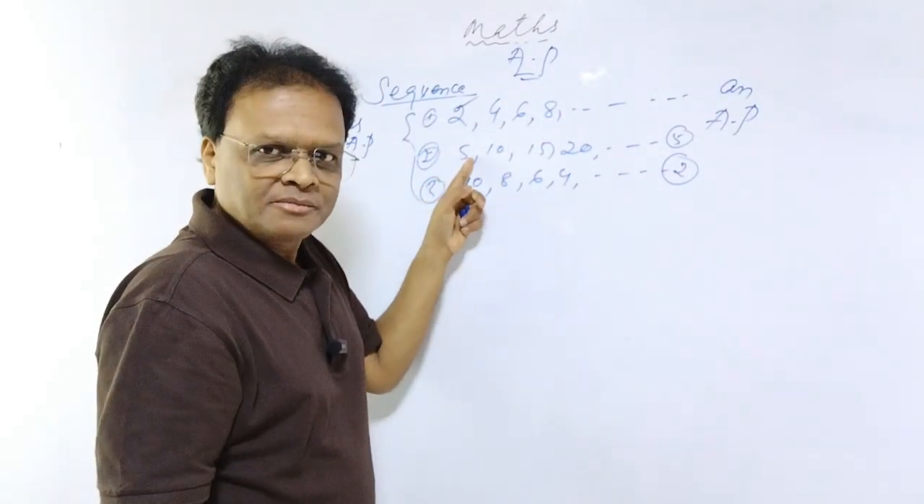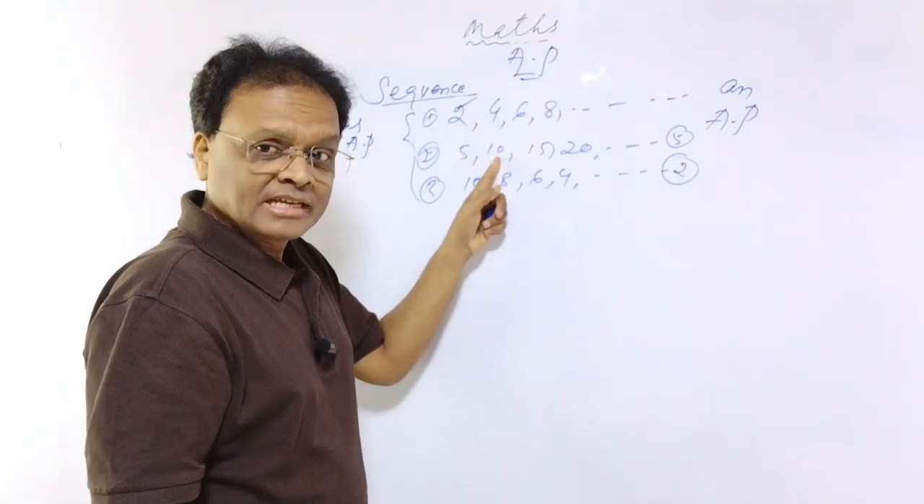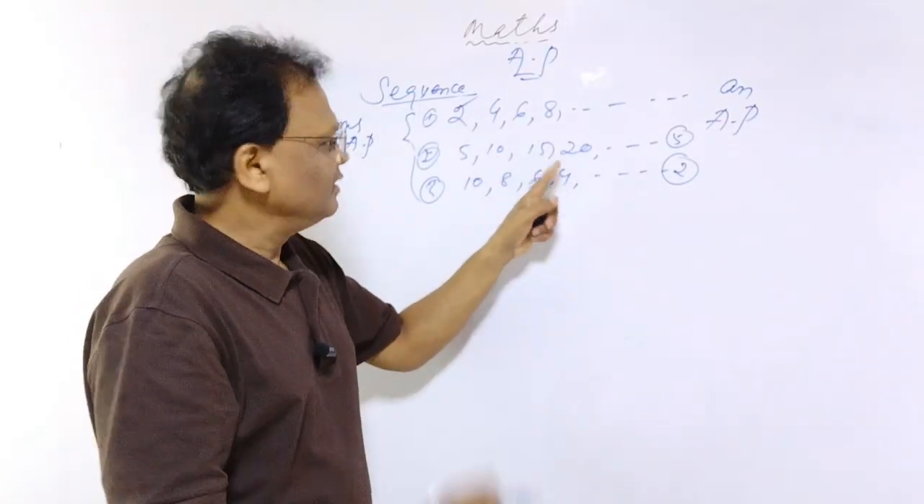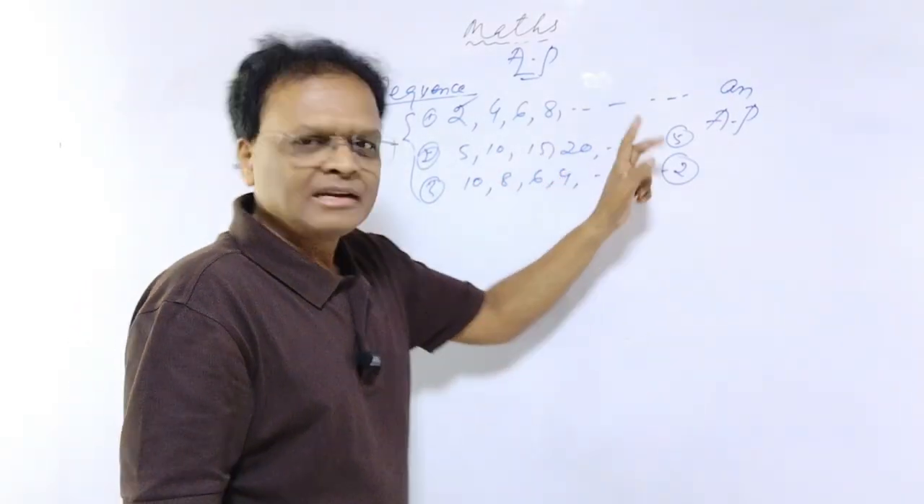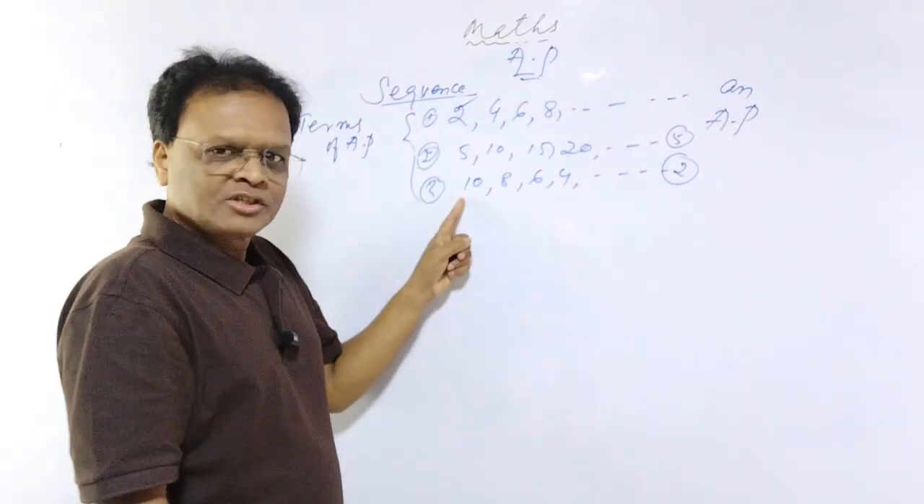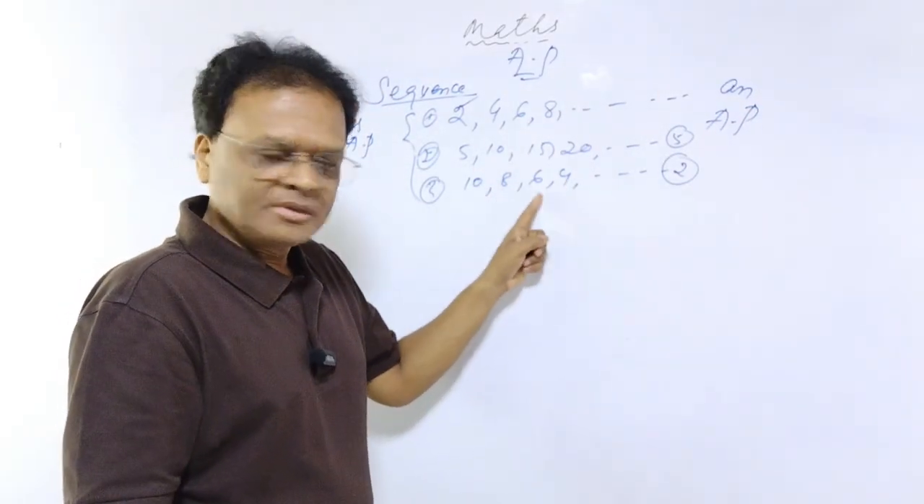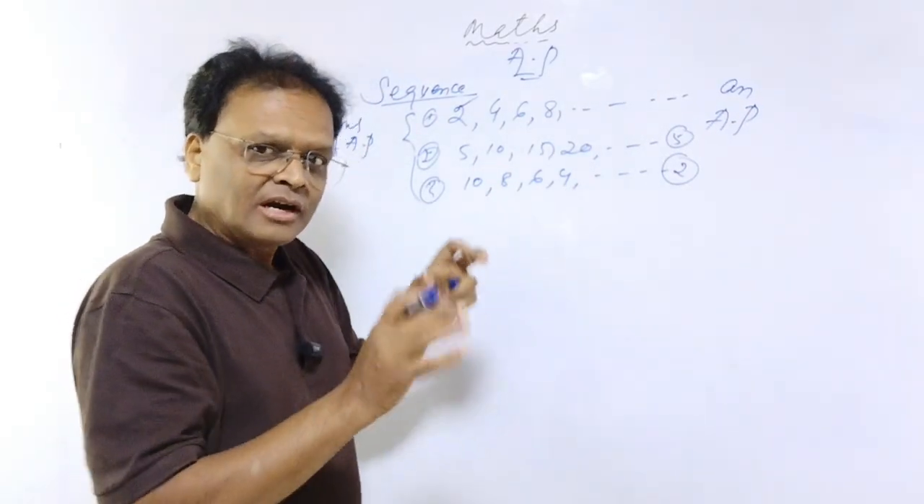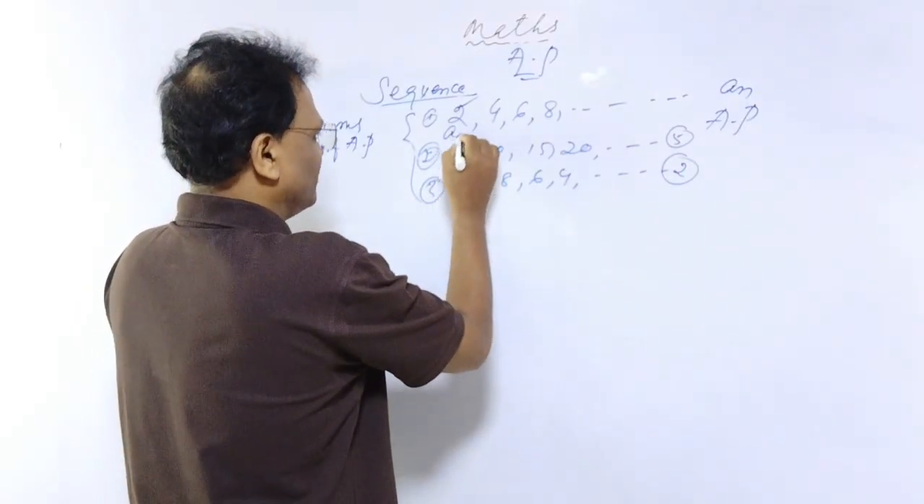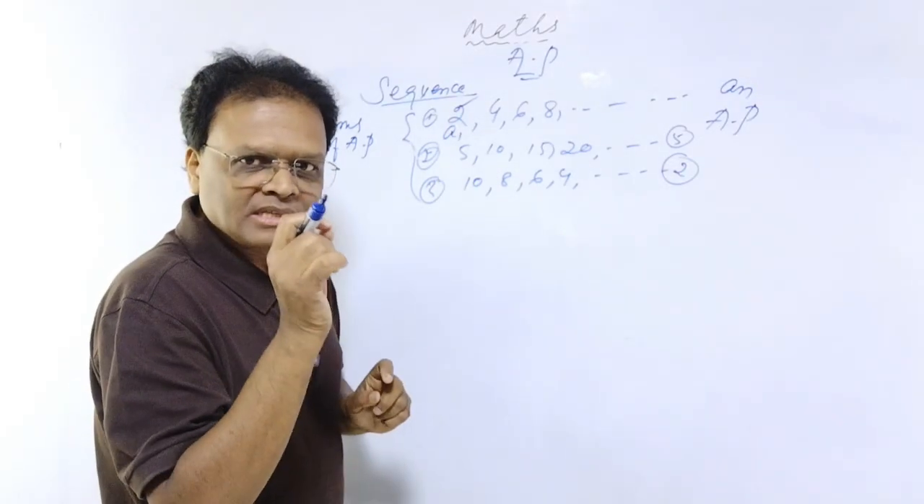First term, what is the first term? 5. Sorry, second term 10, third term 15, fourth term 20, and nth term is the last one. In the other series, the first term is 10, second term is 8, third term is 6, fourth term is 4. Now, how to denote? This is my A1. The first term we denote as A1.